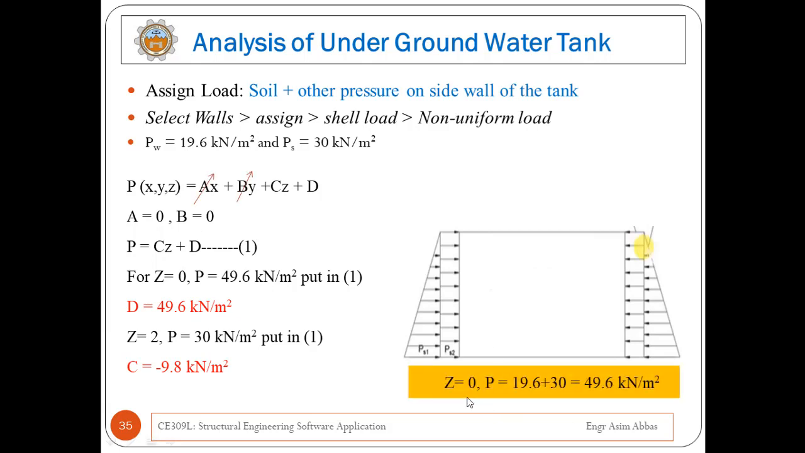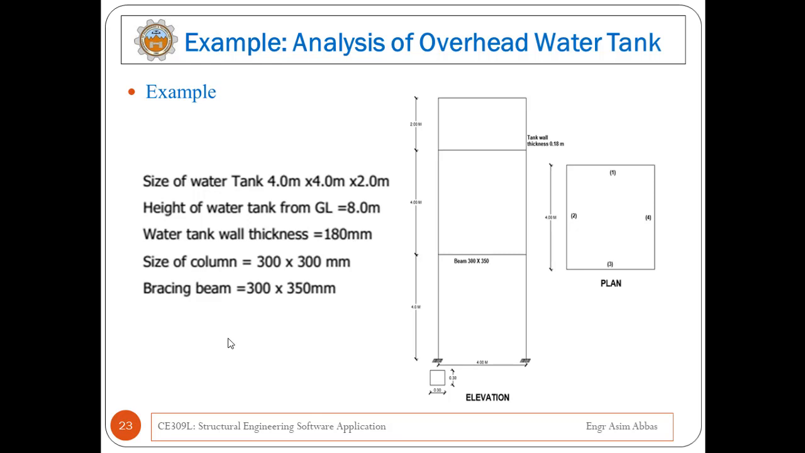The first boundary condition is when z equals 0, so p will be equal to 19.6 plus 30. It will be the combination of these two pressures, right? Then we will enter both values in equation 1, and you will obtain the d value. Similarly, by using boundary condition 2, where z equals 2, the p value will be equal to 30 kilonewton per meter square. This way you will obtain c equal to -9.8. Now let's see how to analyze an elevated water tank in ETABS. I will solve this example.